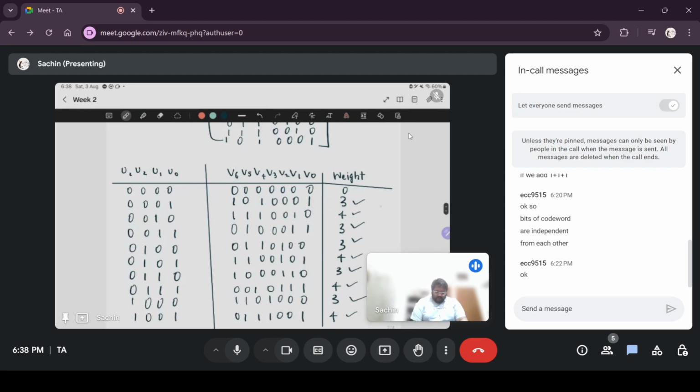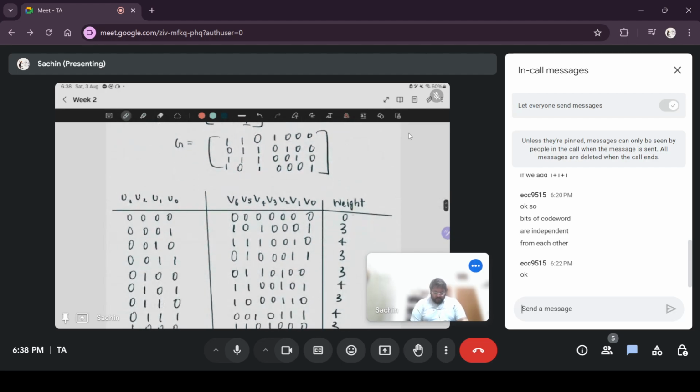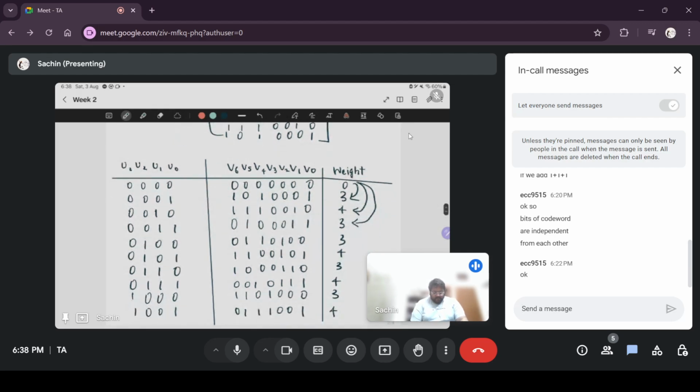So what is the probability that the code word 0 changed to this code word? What is the probability that it changed to this code word? What is the probability that it changed to this code word? You will do that for all the other code words and add them all up. That will give you the total probability of error being undetected.